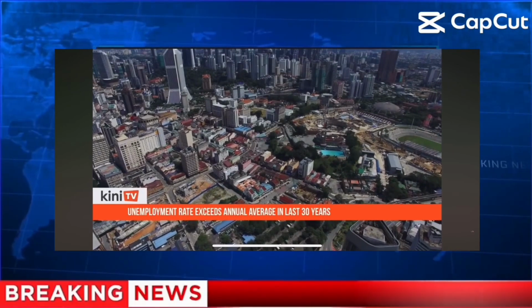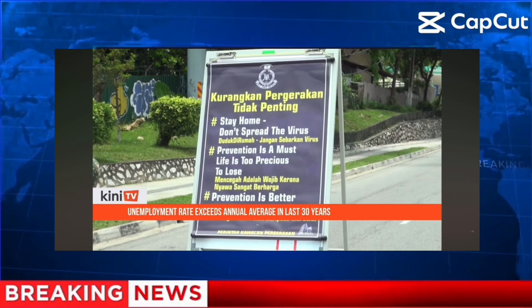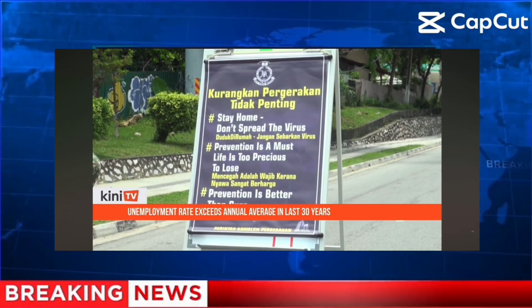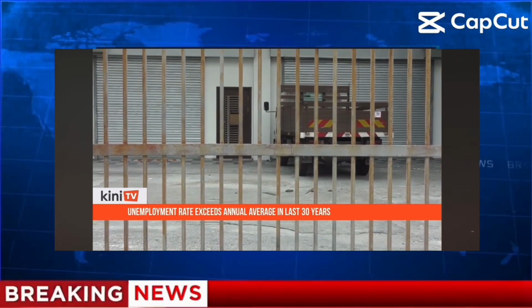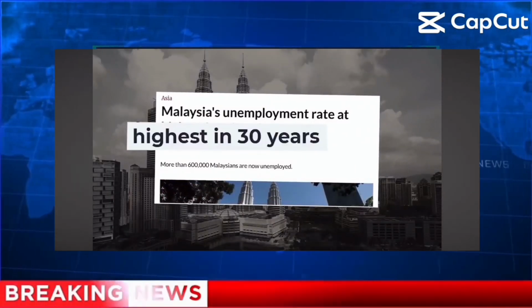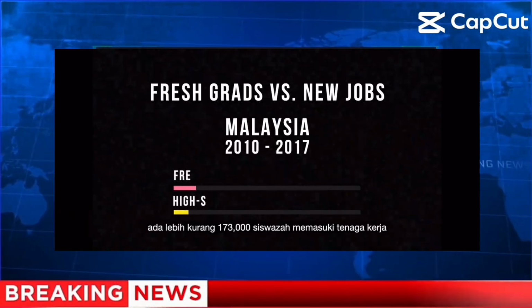With many businesses unable to operate during the movement control order which started in March, not only did many people lose their existing jobs, people who wished to start working couldn't because not many companies were hiring. Some of the worst unemployment numbers in this country's history.